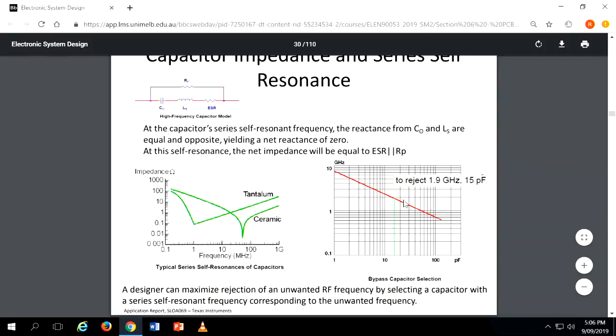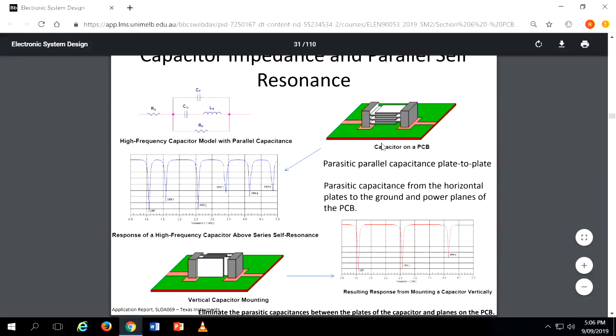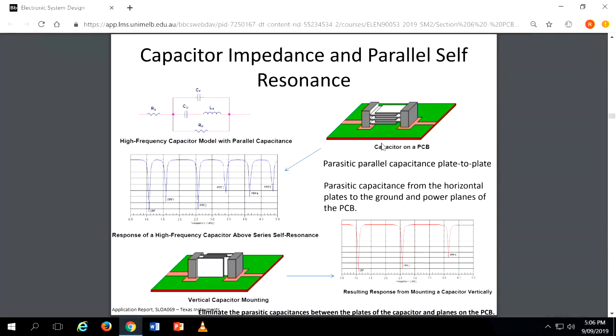If you are using that particular capacitor, then this is the curve. If you got 1.9 gigahertz noise, then you can use 15 pF, if you are buying from this manufacturer. Then a capacitor also has a parallel self-resonance. Series is there. What do you mean by parallel? So parallel self-resonance is created by you, by mounting.